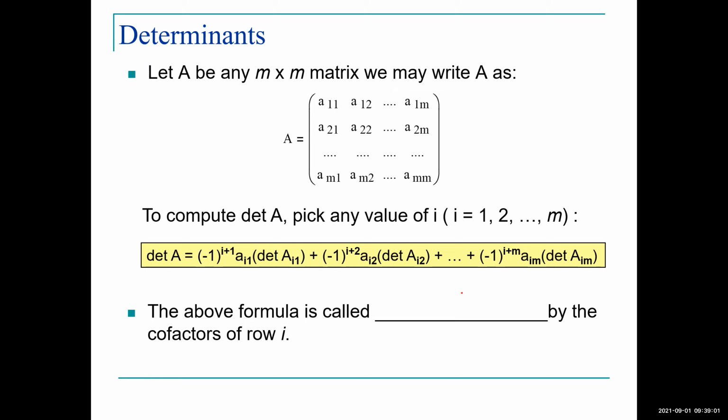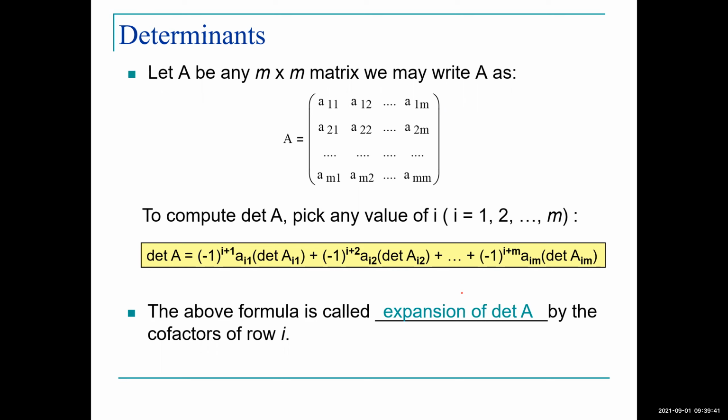Essentially, every time you have an even number here, you're going to be multiplying by -1. If you have an odd number, then you're going to be multiplying by a positive number. So you're going to look at the summation and the subtraction of those multiplications based on the row you're looking at. The above formula is called the expansion of the determinant of A by the cofactors of row i.